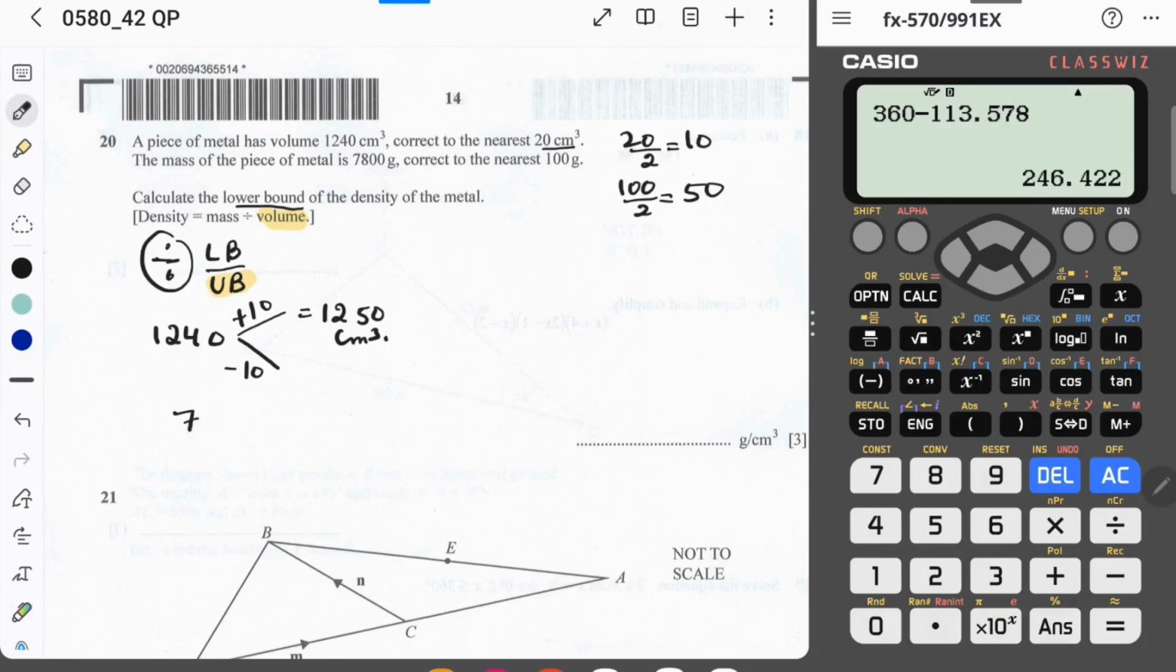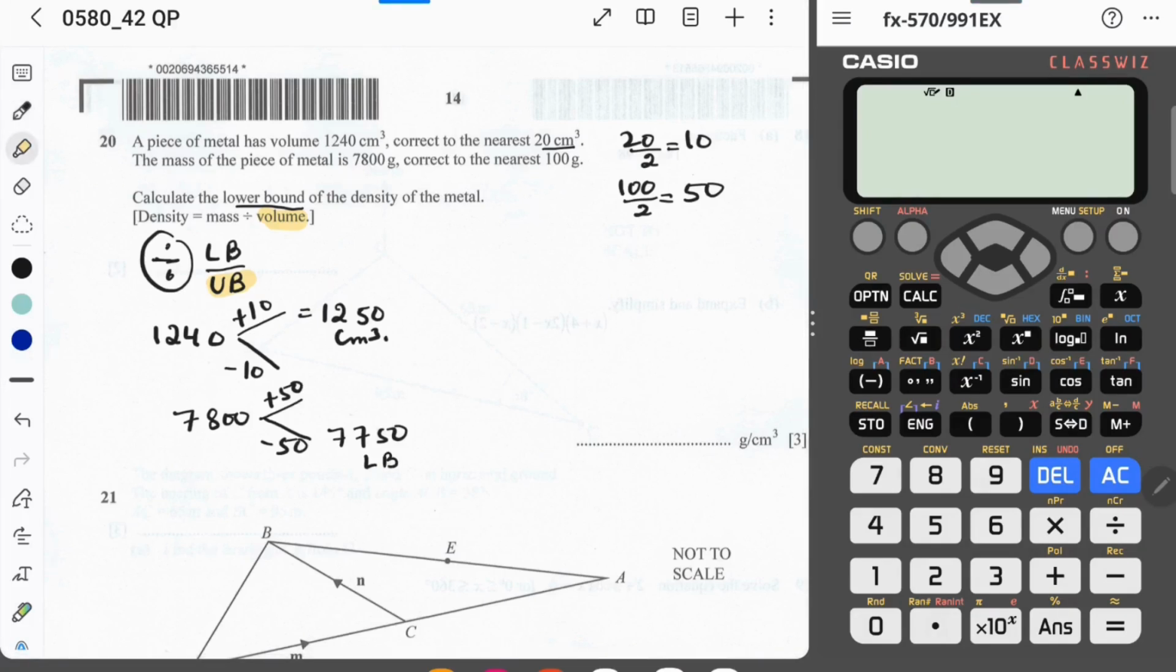7,800 plus 50 to get the upper bound and minus 50 to get the lower bound. So we are interested in the lower bound here. So that will be 7,750. That is the lower bound.